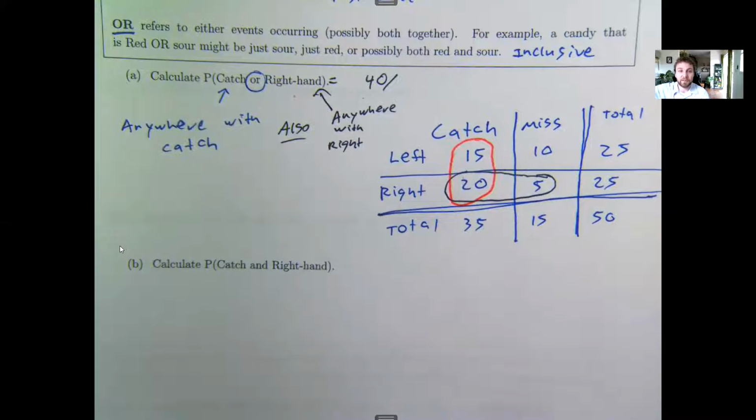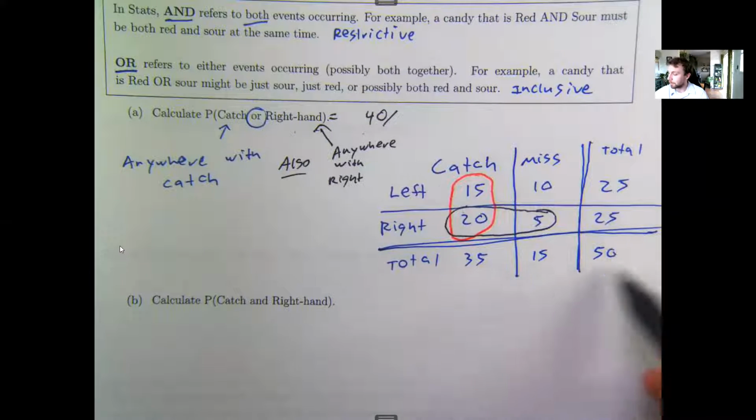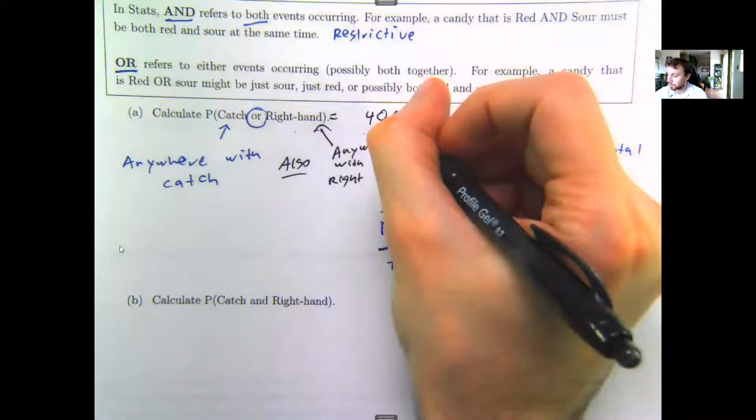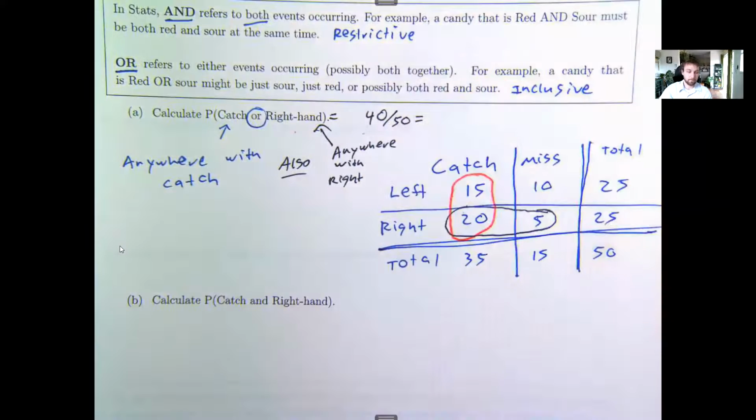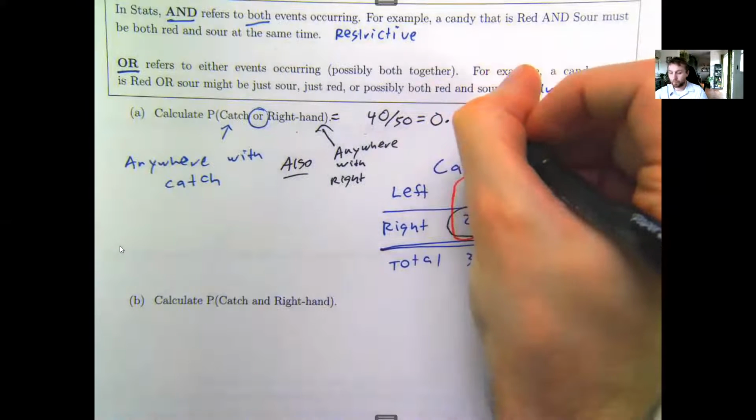Probabilities are always ratios out of the overall totals. In this case, this is out of a total of 50 individuals. Typing this into a calculator, 40 out of 50 gives me a decimal of 80% here for the or.